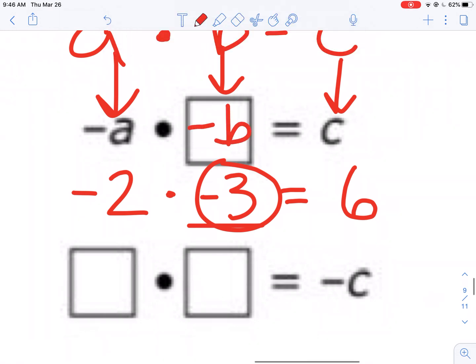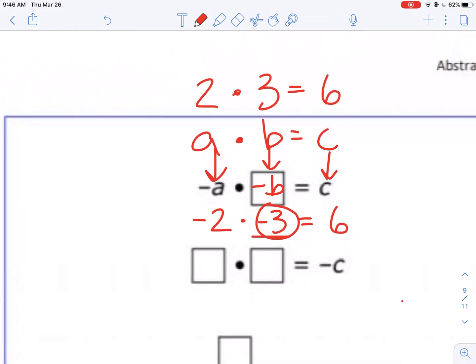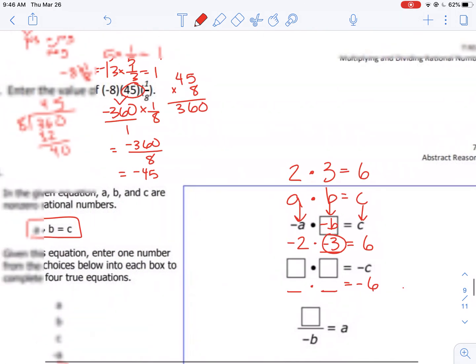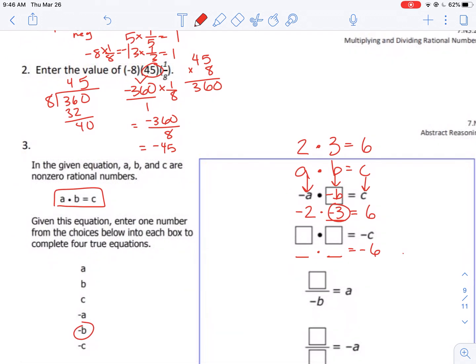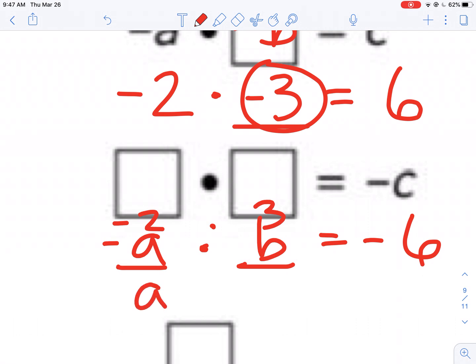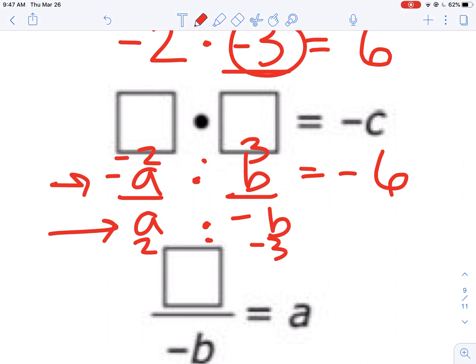-B. And then over here, let's see. Something times something equals -6. There's actually a couple different options you can use for this one. You could do -A times B, so that's like -2 times 3, or you could do A times -B, because that's 2 times -3. So there's two options, right here and right here. Only one of them can be negative.